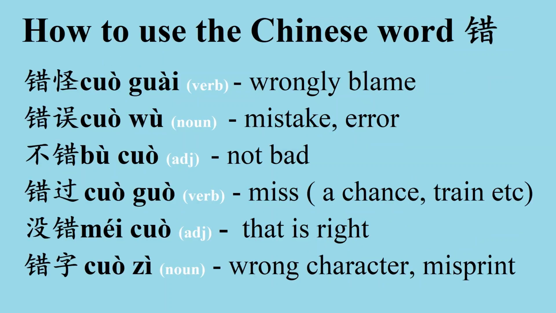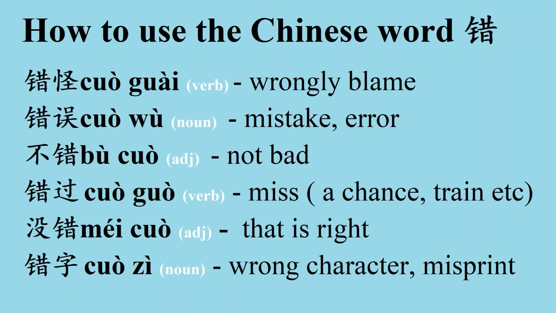For examples, 错怪. 错怪 is a verb. In English, it means wrongly blame. 错误 is a noun. In English, it means mistake or error. 不错 is an adjective. In English, it means not bad.